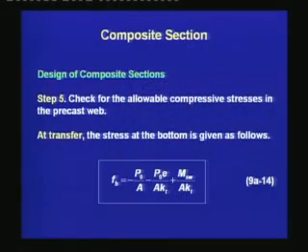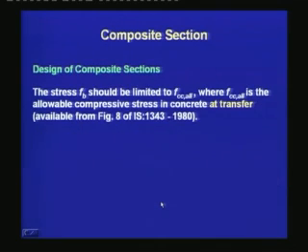Step 5, check for the allowable compressive stresses in the precast web. At transfer, the stress at the bottom is given as follows. Again, this is the expression that we had seen earlier during the analysis. The stress FB should be limited to FC allowable, where FC allowable is the allowable compressive stress in concrete at transfer, and which is available from figure 8 of IS 1343.